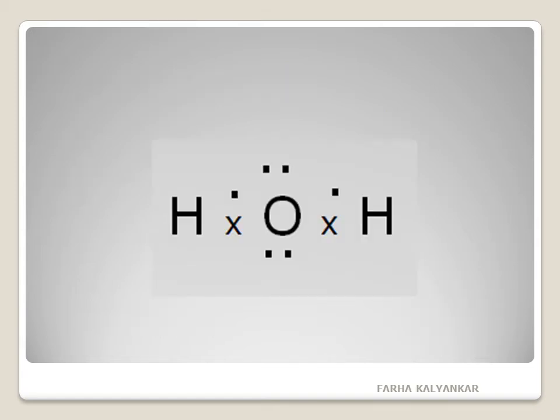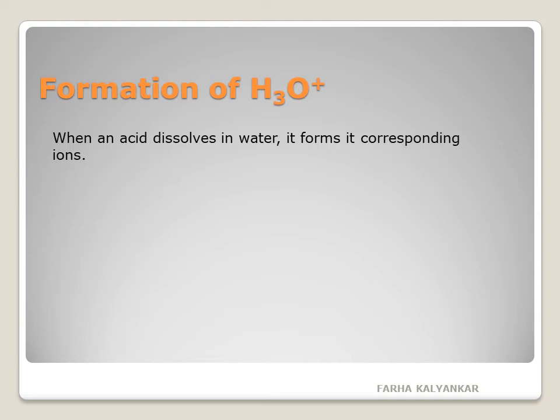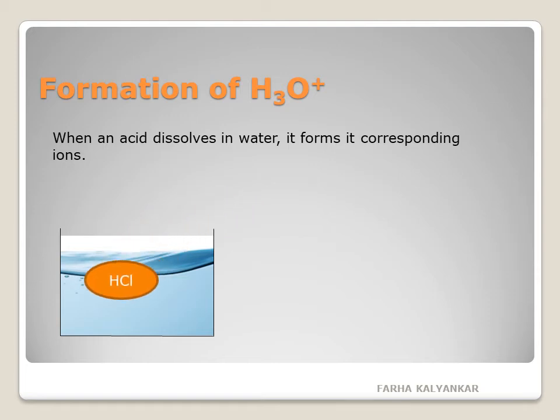Likewise, I am having water molecule in which oxygen is having 2 lone pair of electrons with it. The water molecule tends to combine with hydrogen ion to form hydronium ion. This hydrogen ion is given out when an acid dissolves in water. For example, if I have HCl being dissolved in water, I get the corresponding ions, that is the chloride ion and the hydrogen ion.